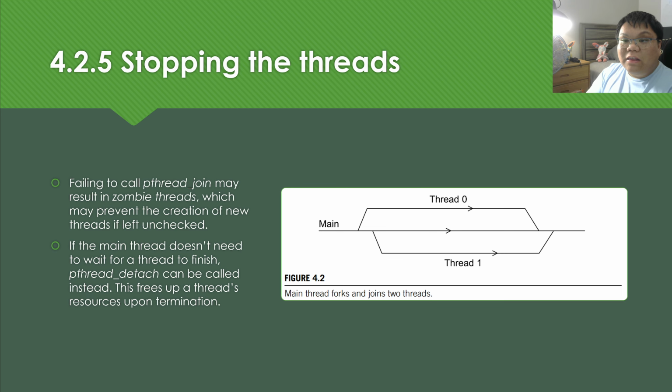If you don't do that, you might get zombie threads. They are going to hold on to resources that you're going to need for other threads. So if you have these zombie threads, they're not going to let go of the resources and they might prevent the creation of new threads. If the main thread does not need to wait for a thread to finish, instead of calling pthread join, call pthread detach. That way, a thread's resources are freed up upon termination, and the main thread does not have to wait.